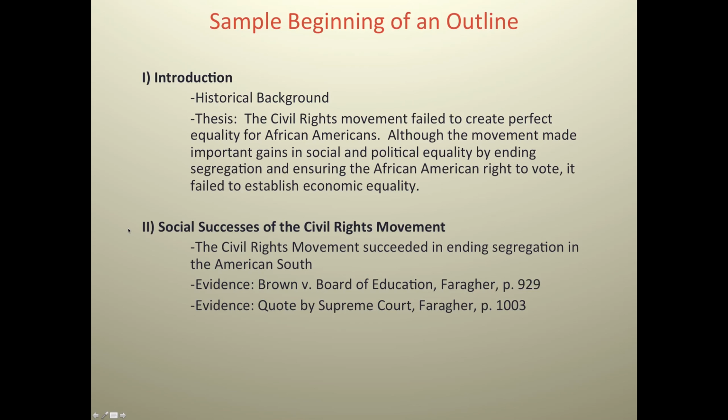Now, the first paragraph for this essay, the general topic is here in point form, social successes of the civil rights movement. And the argument the student is making in this paragraph is here in point form. The civil rights movement succeeded in ending segregation in the American South. Okay, that's in point form here. And then very importantly, here's the evidence. Now, the student hasn't written out the quote or anything like that, but has shown, well, I'm going to refer to Farragher, that's the author, and it's on page 929. And I'm going to use a quote from the Supreme Court from page 1003.